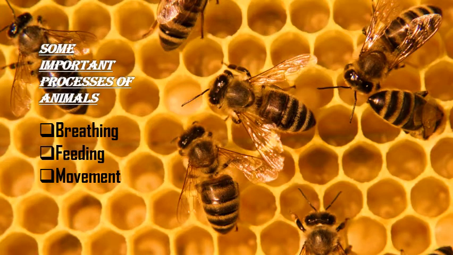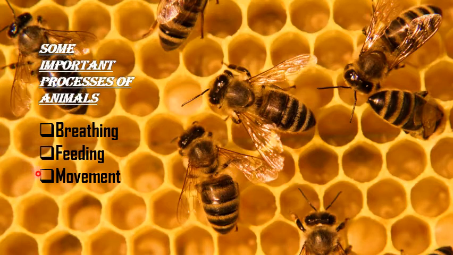So in this chapter, as I told you, we are going to learn about some of the important processes of animals, including breathing, feeding and movement. Breathing we have done, feeding we have done. According to their feeding habit, we have divided all living things into three main types: herbivores, plant-eating animals; carnivores, flesh-eating animals; and omnivores, which can feed on both animals and plants. We have taken different examples and learned about the shape of their teeth and why their teeth are shaped so.